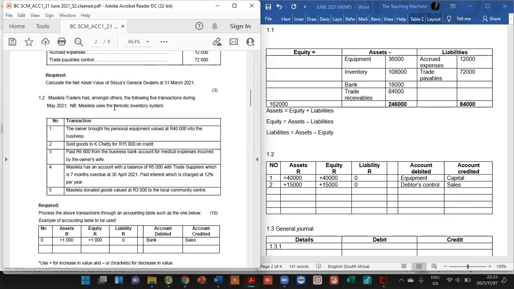The business uses the periodic inventory system. If the business uses the periodic inventory system, as per this system, there is no need to show the cost of sales, no need to show the value of the inventory that was sold. It will be shown at the end of the year. Hence we'll have two accounts, the debtors control and the sales account. Okay, let me check.